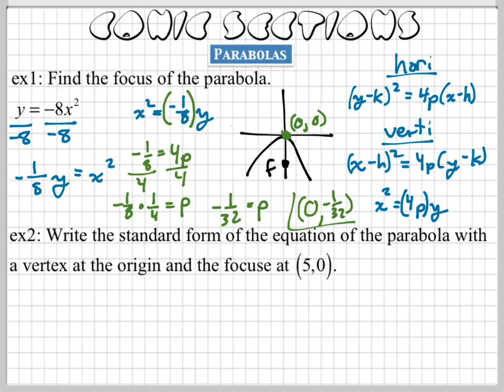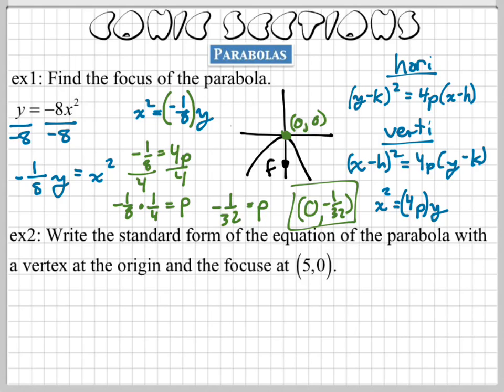Now in this case, we just copy the p. The reason why we just copy the p here is because the vertex is at the origin. If it wasn't at the origin, we would have to subtract it or add it to the k, because here it's vertical, it goes up and down.